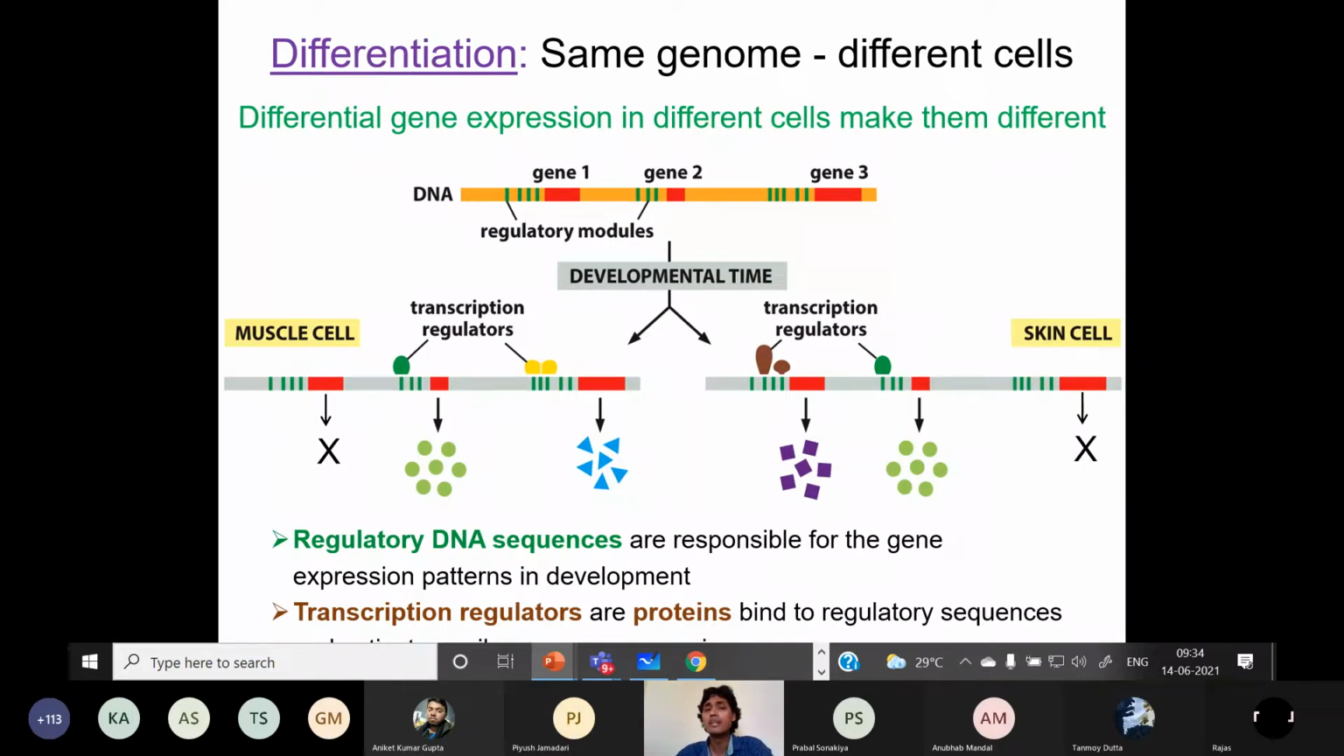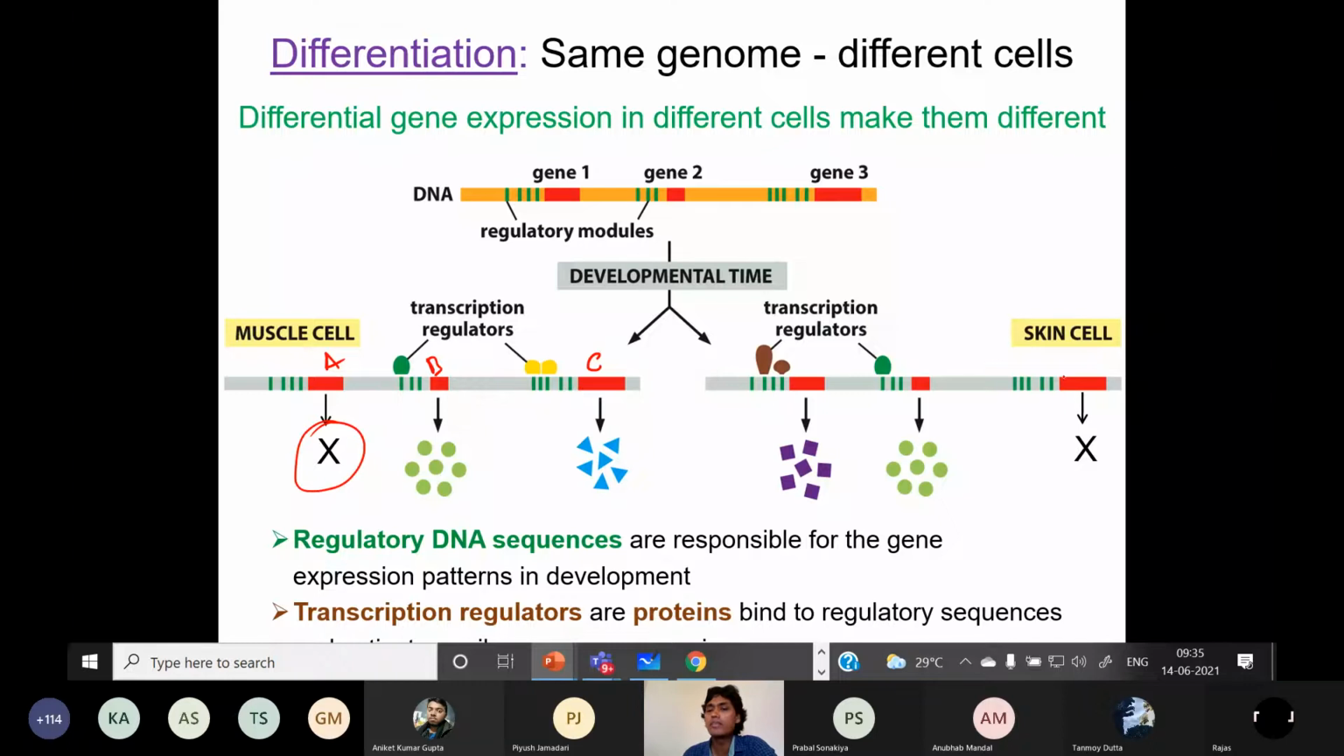Now, based on the developmental time and space, what happens? For example, the gene present in some cells, for example, this is a muscle cell. Here you will see that if I say this is gene A, B, and C, you are getting product from B and C, but not getting product from A.